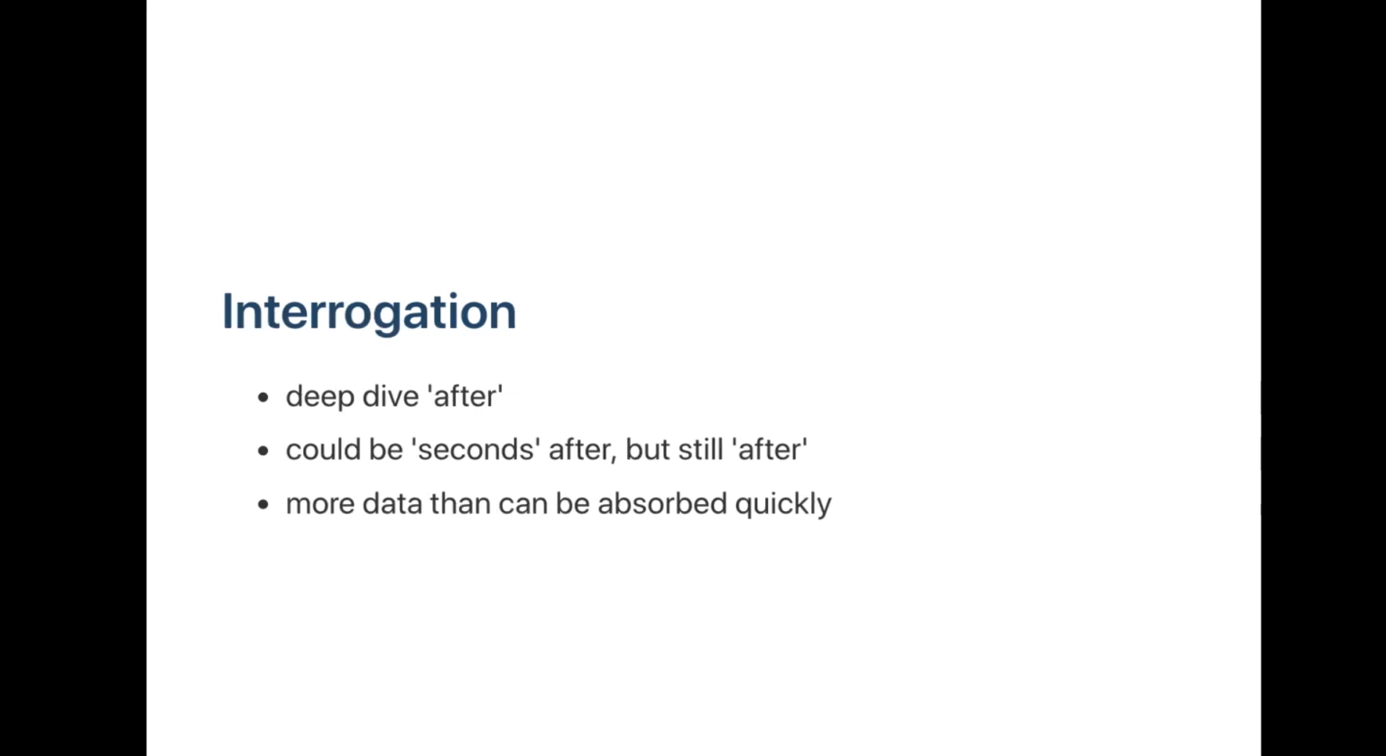So interrogation is deep dives after doing something. So perhaps I observed something, then I pause and I interrogate the observation in more detail. It could be just seconds after, but it's still after the testing process. We get more data when we interrogate than we do when we're observing, because when we're observing, we're observing the GUI and the traffic and a bunch of other things. So there's a lot of information there. But when we're interrogating, we're zooming in and we're seeing all the headers. We would never be able to monitor or observe those manually, but we can interrogate them to see all the headers on a request and see if they're what we expect.